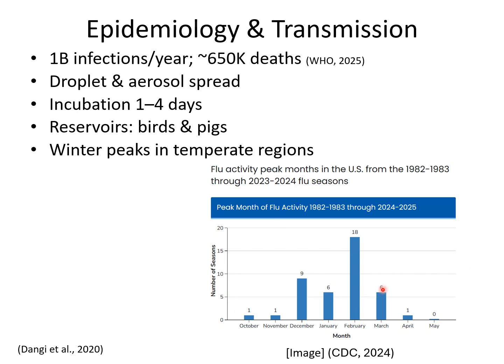This CDC image shows the characteristic seasonality we see in temperate regions. Why winter peaks? Well, several factors. People spend more time indoors in close contact, lower humidity allows viral particles to remain suspended longer, and cold air may compromise our respiratory defenses. Interestingly, in tropical regions, influenza can circulate year-round with less predictable patterns.